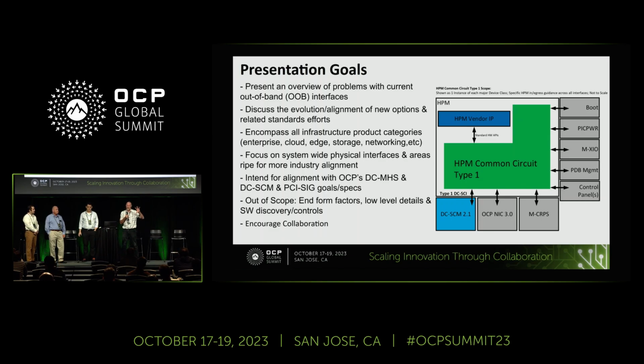We want to be clear that as we're solving these problems, my background is servers, but we don't want to just focus on your standard servers. This applies to everything. I think edge is really an interesting space, storage, networking. So when we solve the problems, we want to solve them for all of those use cases.